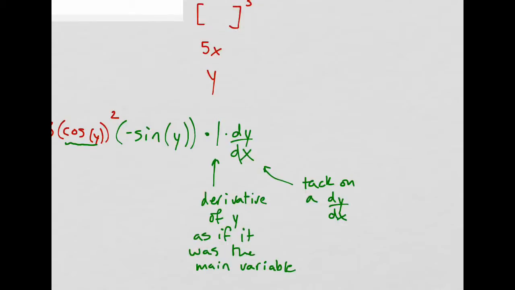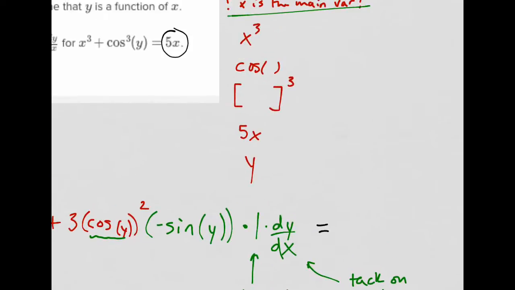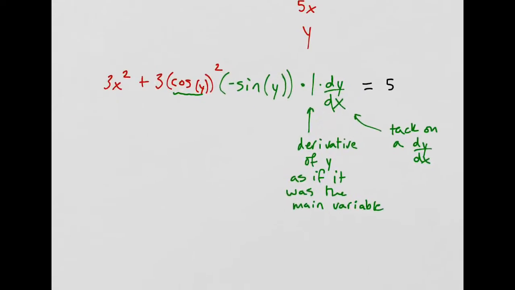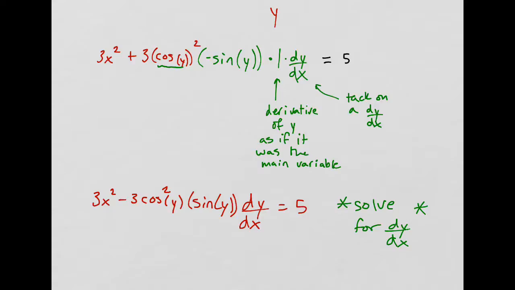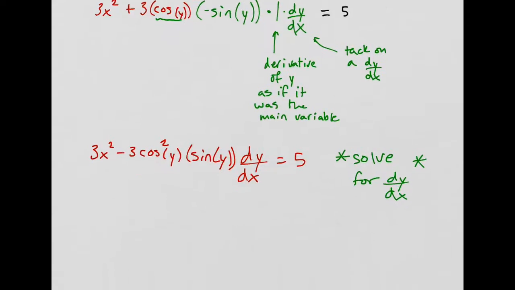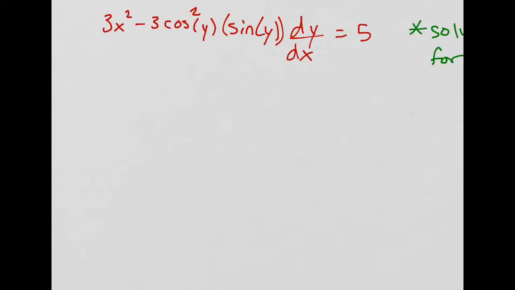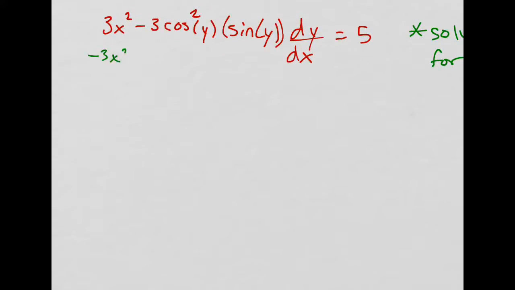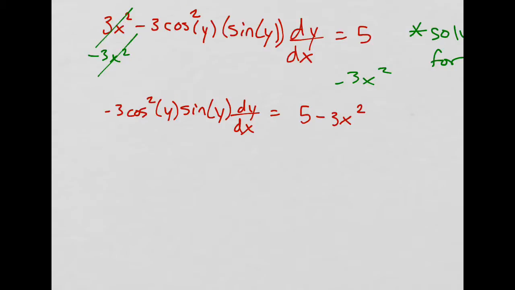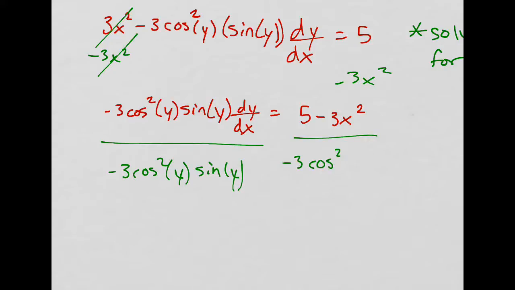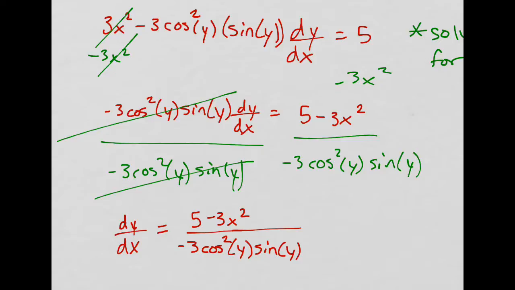All right, and then equals, we still have to do this part, equals the normal derivative of 5x, which would be 5. I'm going to rewrite that. So I rewrote it, and now I'm going to solve for dy/dx. I'm going to get dy/dx all by itself. And that should be fairly simple. So I'll subtract 3x squared over to the other side. So that goes away. And then this is all multiplication there. So I'm going to divide by negative 3 cosine squared y times sine of y, and I'll do that to both sides. Negative 3 cosine squared y sine of y. And there you go.